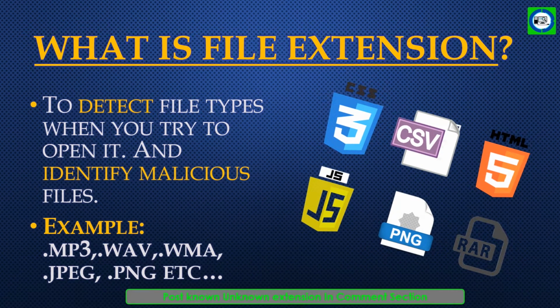What is file extension and why it is useful? Let's see. The file extension is what identifies the type of files and helpful to detect malicious files. On Windows system, file extensions are hidden by default. Example of file extensions are .mp3, .wav, .wma, .jpg, .png, .html, .js, .css. All are the different types of file extension. So let's move toward how to hide and unhide file extension.